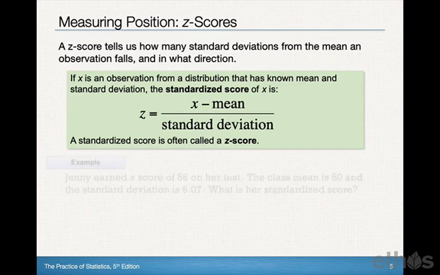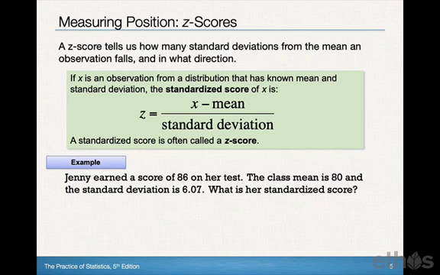All right? So we're building on this score that Jenny made of 86. The class mean was an 80. Standard deviation was a little over 6 points. What is her standardized score? So you've heard standardized testing. This is part of what they do.